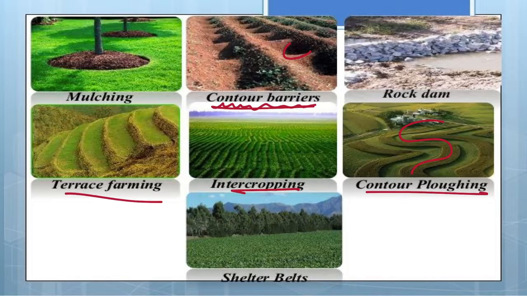Shelter belts. In the coastal and dry regions, rows of trees are planted to check the wind movement and protect the soil cover, and these are called shelter belts.